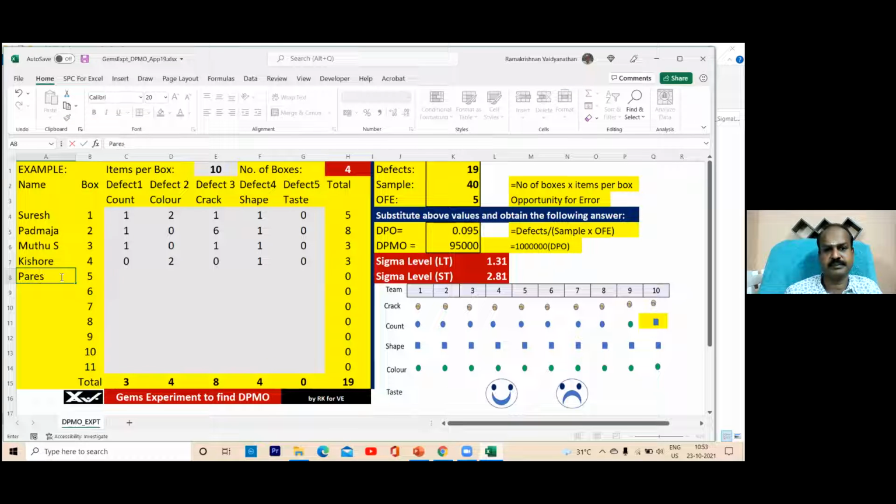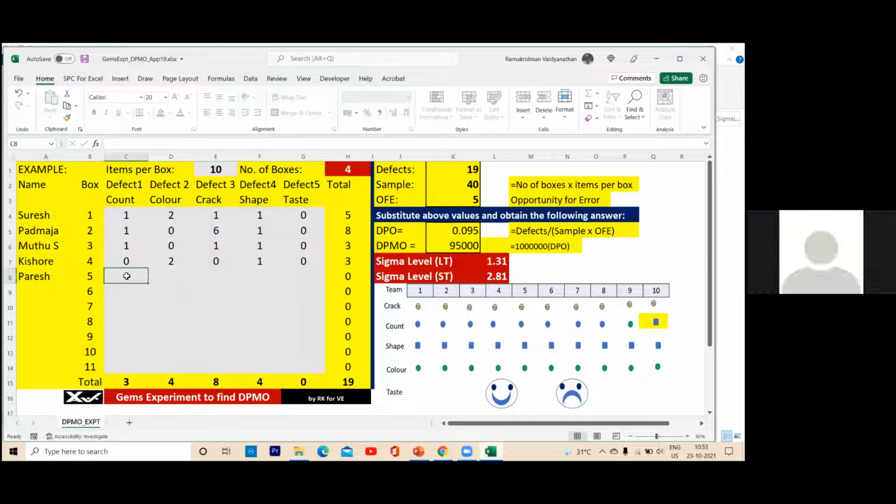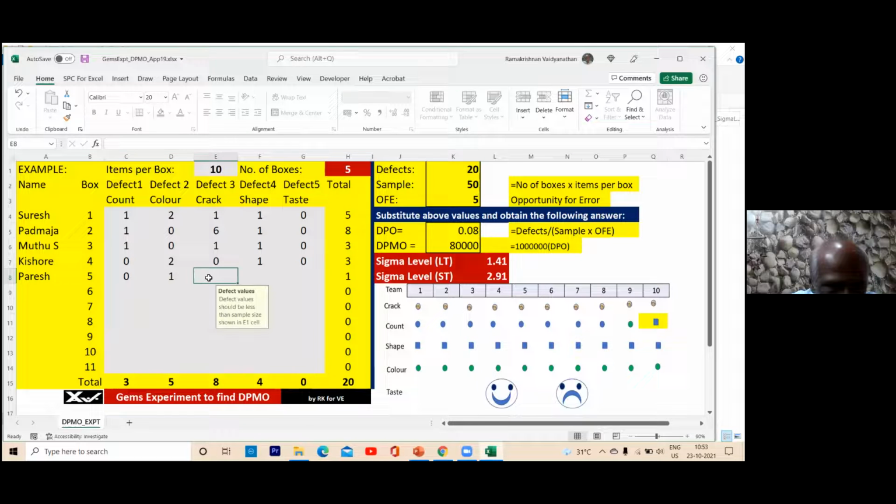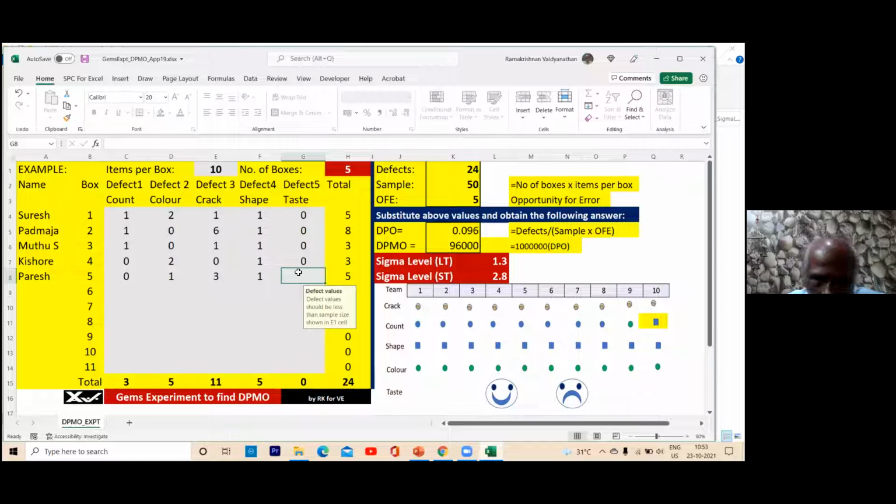Paresh. Yeah. Tell me, sir, count. 0. Color count 1. Then crack. Crack is 3. Shape. 1. And then taste is 0. Okay. Taste is okay. Any other gentleman?